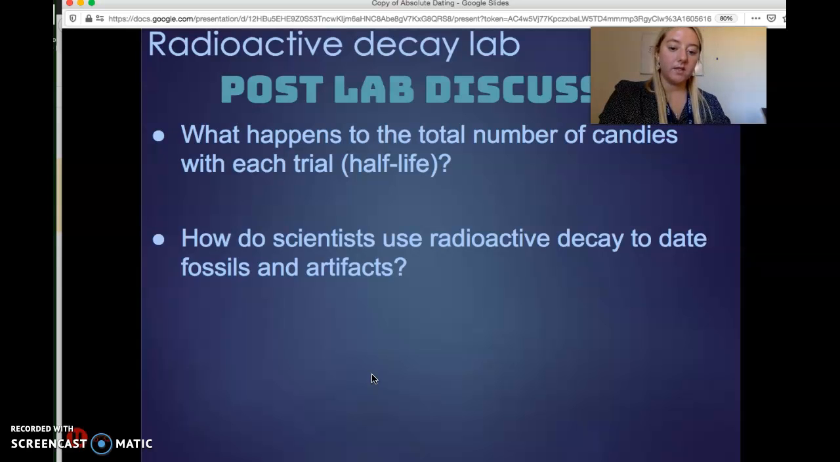And then how do scientists use radioactive decay to date fossils and artifacts? Let's talk about that for a second. By looking at the ratio of carbon-12, which is the stable isotope of carbon-14, you can calculate back to the amount of original carbon-14 using the half-life of carbon-14, which is 5,730.